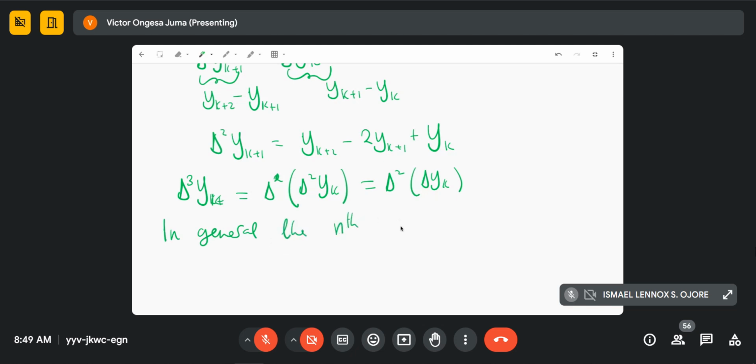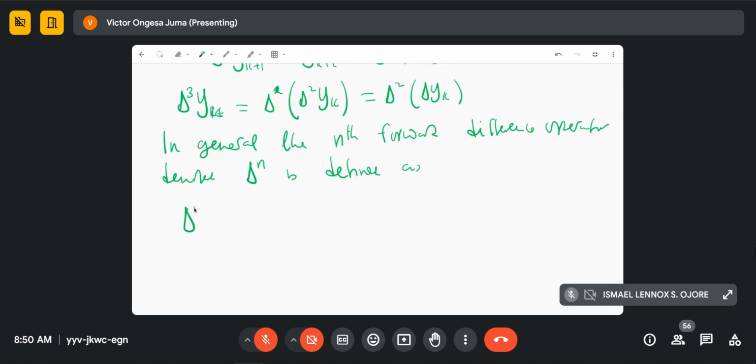the nth forward difference operator, denoted Δ to the n, is defined as, so when you have the nth forward difference operator of yk, it is the same as Δ to the n minus 1 of yk plus 1 minus Δ to the n minus 1 of yk, where n is equal to 1, 2, 3, and so on, and with Δ to the 0 of yk being the same as yk.